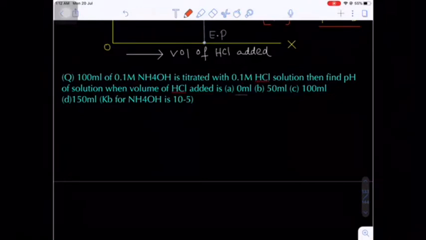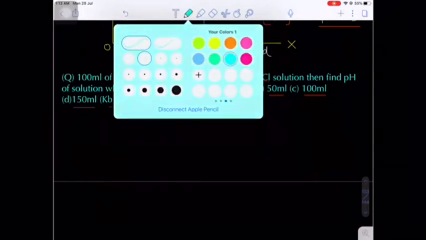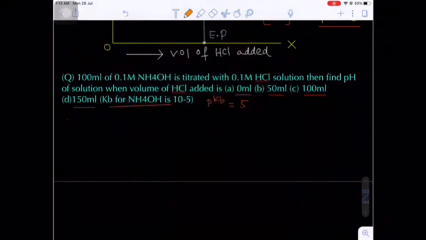Now there is one question given here. 100 ml of 0.1 molar ammonium hydroxide is titrated with 0.1 M hydrochloric acid. Then find the pH of the solution when 0 ml of HCl is added, 50 ml is added, 100 ml of HCl is added, and 150 ml of HCl is added, and Kb for ammonium hydroxide is given as 10 raised to minus 5. From here we can write pKb will be equal to what? 5.